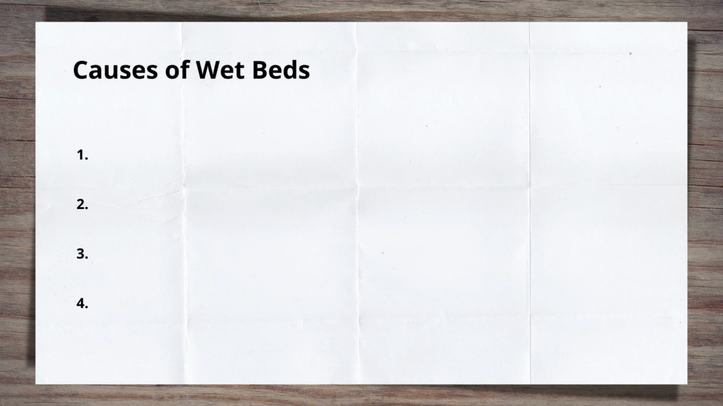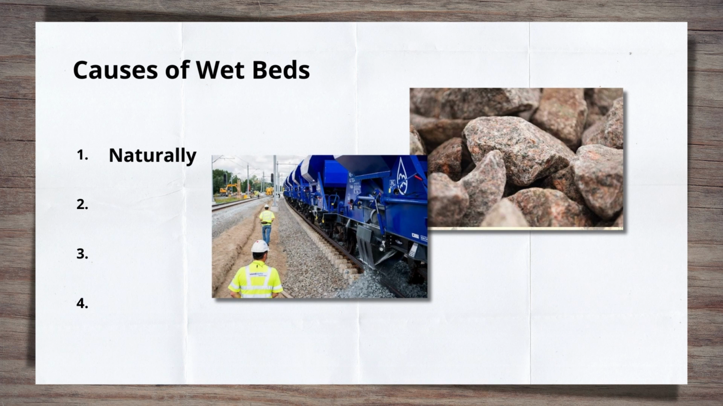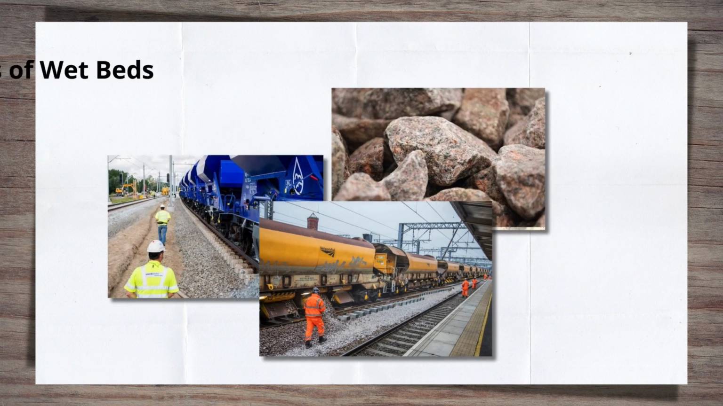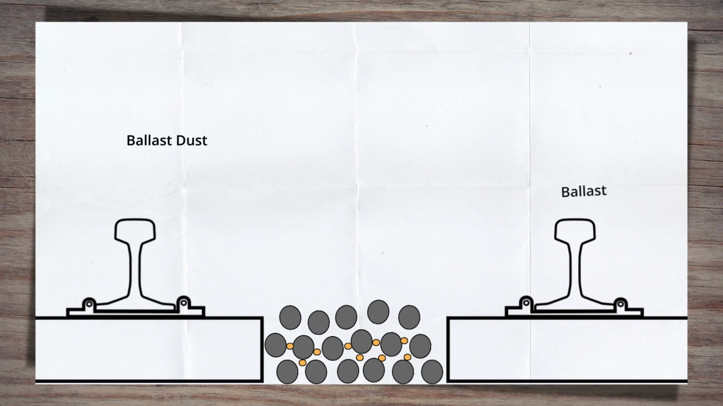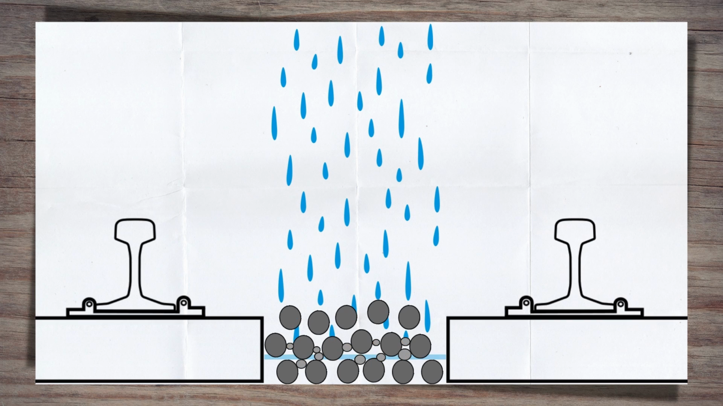Right then, on to our four failure modes that lead to wet beds. First up, and I hate to disappoint you, is that it happens naturally. Ballast contains a certain amount of dust, even brand new ballast. It's why dust masks are mandatory in a number of countries when ballast is being dropped. The dust is created from the movement of the ballast stones against each other. If this dust is mixed with water, it forms blockages between the individual stones, which then reduces the drainage of the water through the ballast.